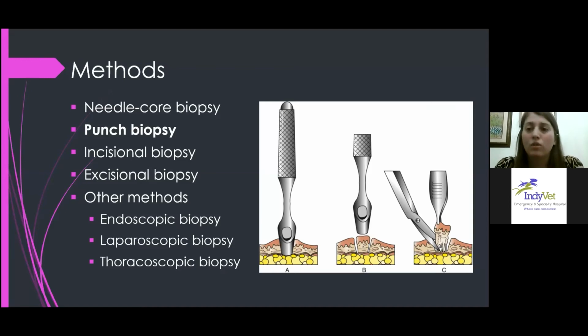It's not good for tumors not on the skin surface. So if it's sub-Q or deeper, these usually aren't recommended unless you incise over that skin first and have more access to the tumor. These are relatively simple. You aseptically prep the area. You use a punch biopsy that is essentially a circular blade.